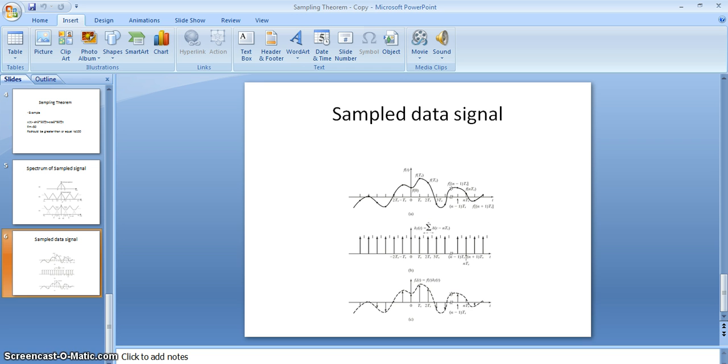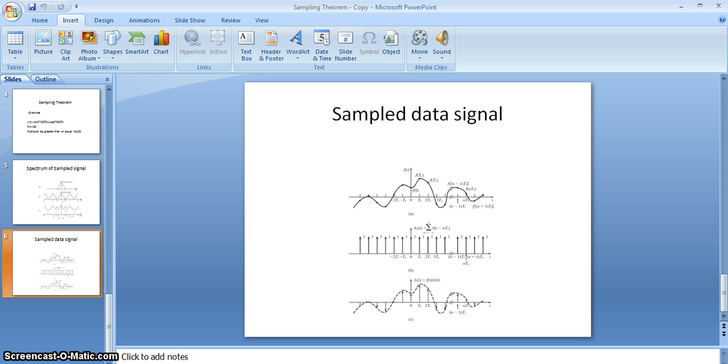Now we look at the sampled data signal, how it will be. The first one shows the analog signal. The next one is a set of impulses, which is given as a second input to the A to D converter. And the third one is after sampling, where we get a discrete signal, that is, we get the signal at discrete instances of time.